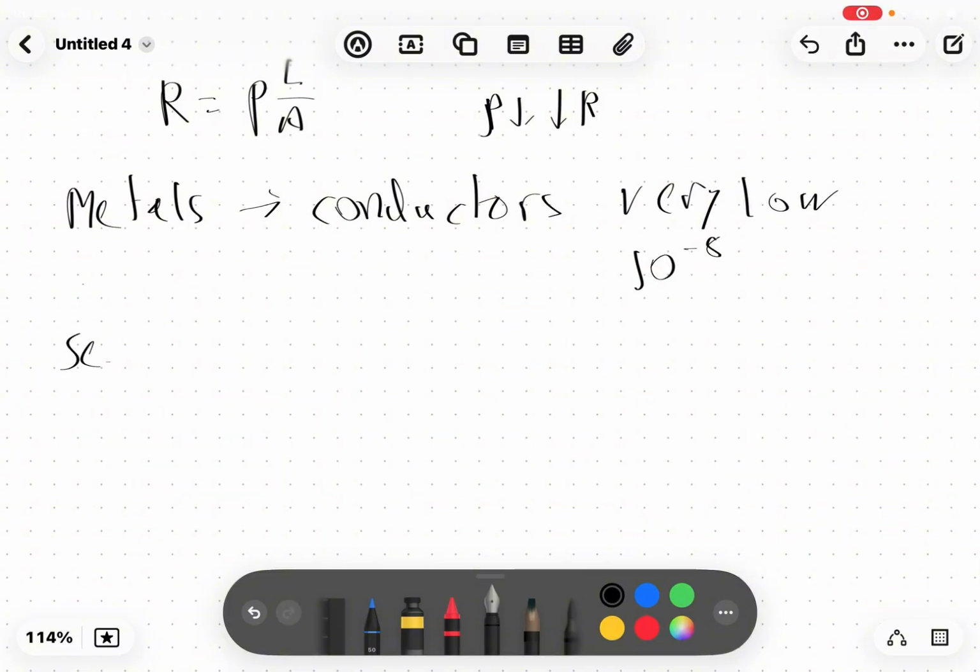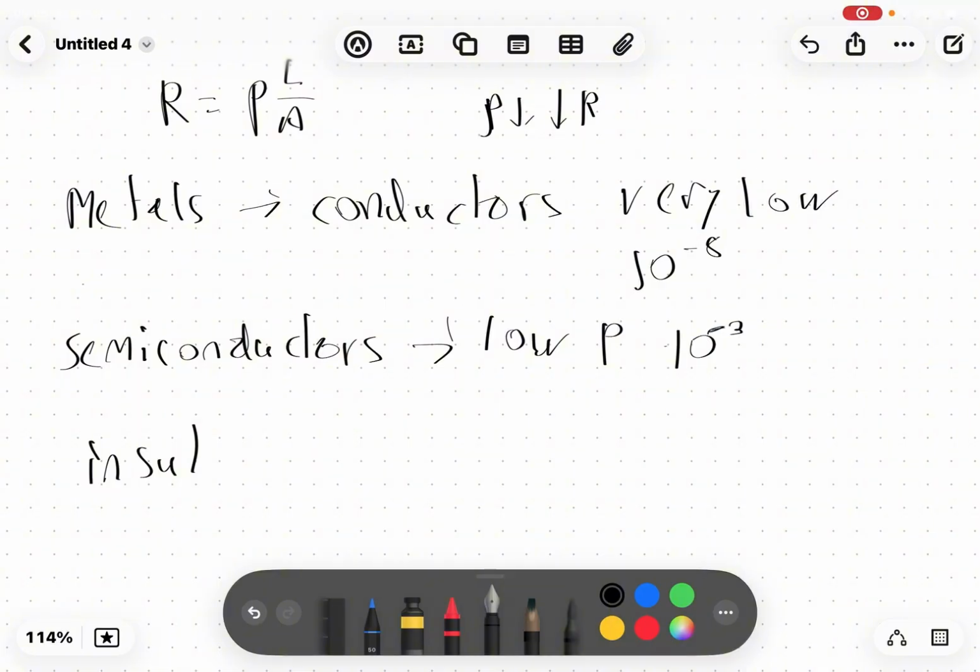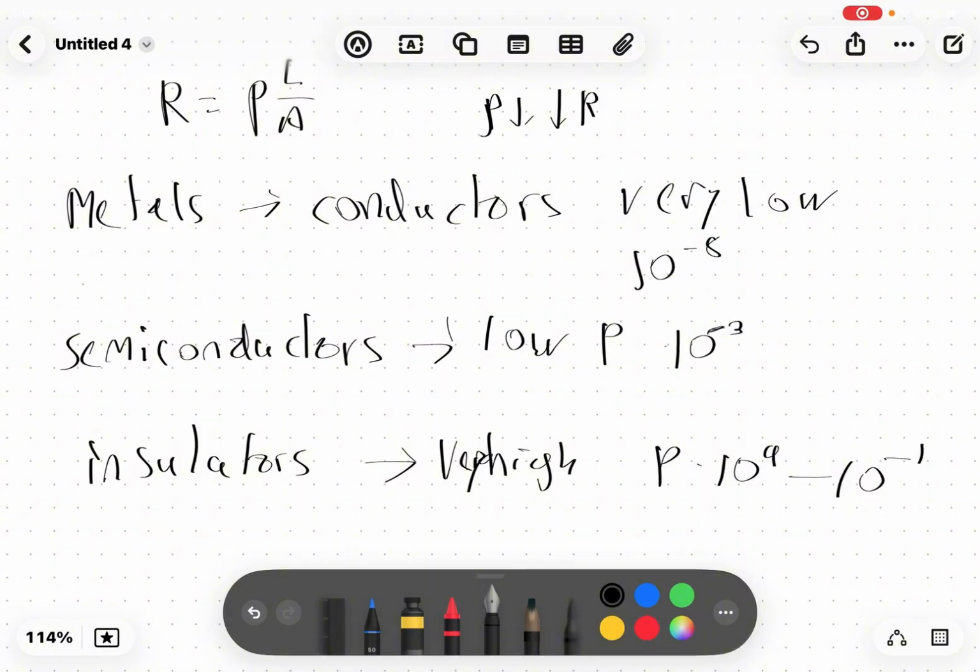And then we have semiconductors that are metalloids. I'm not really sure what that is exactly, but they also have a pretty low resistivity, which usually is times 10 to the power of minus 3. And then insulators are the ones that we use to insulate from electricity. They have a very, very high resistivity, for example, 10 to the power of 9, not minus.